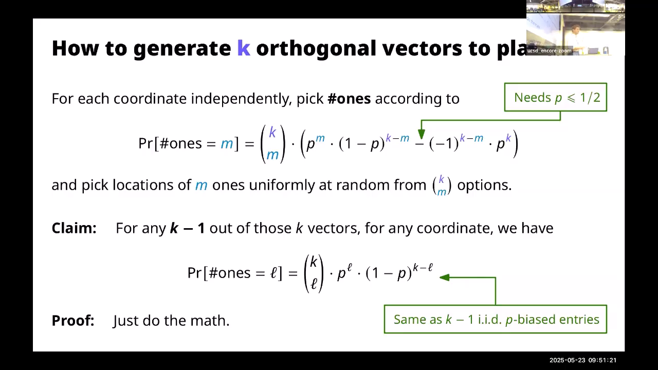Okay, is this clear? You can tell us why this is actually nested. The number of ones is always smaller than k. If you put m equals k, then you get p to the k times 1 minus p to the k, so 0. So the probability of k ones is 0 at every coordinate. Oh, I see. Okay, good question.